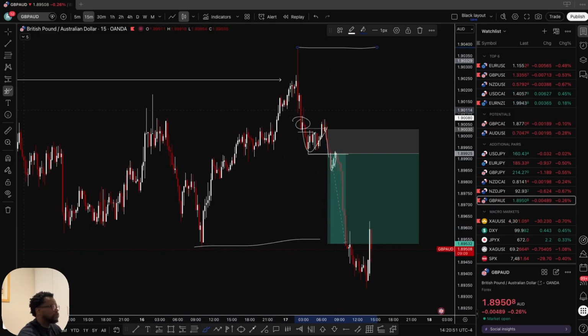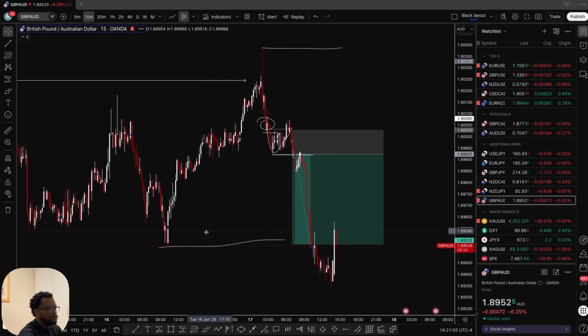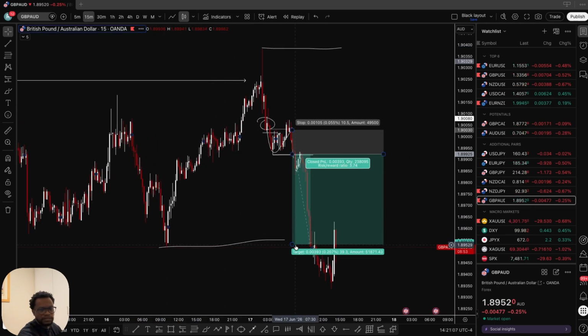So my target was here at a 3% rate. At the time of recording, actually the FOMC meeting is happening, so that's why you see these big candles forming. So that's what's happening now, but I was just playing the structure and took my take profit here.